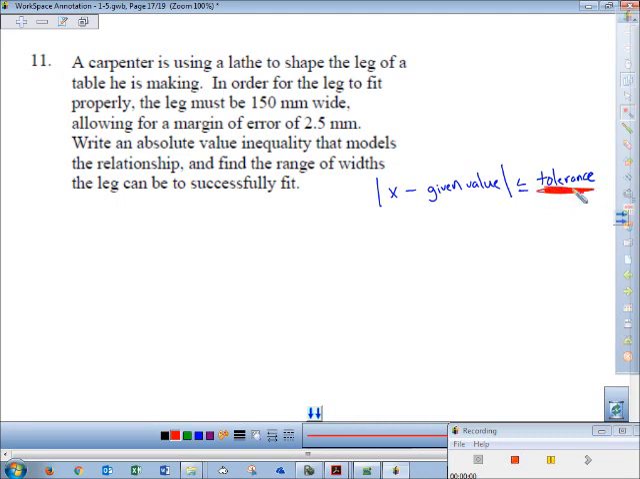And this is really the magic. The easiest number to figure out here is the tolerance. So after we've got that copied down, let's define some stuff. What is x even standing for? What are they asking us to find here? X would equal, it says, find the range of widths the leg can be, so x in this problem would be the range of widths the leg can be.